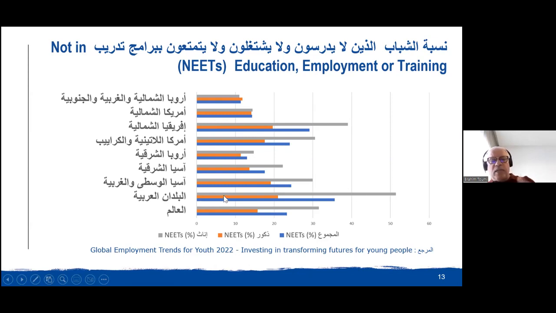For the Arab countries, that is for the MENA region and the Gulf countries, the rate is above 50% for women, with a total rate of 20% and a rate exceeding 30 to 35% for men.